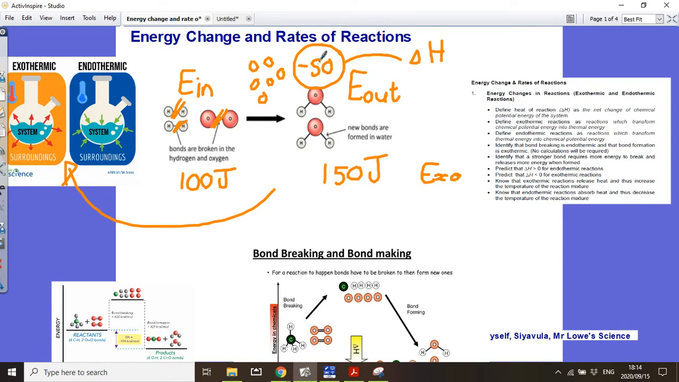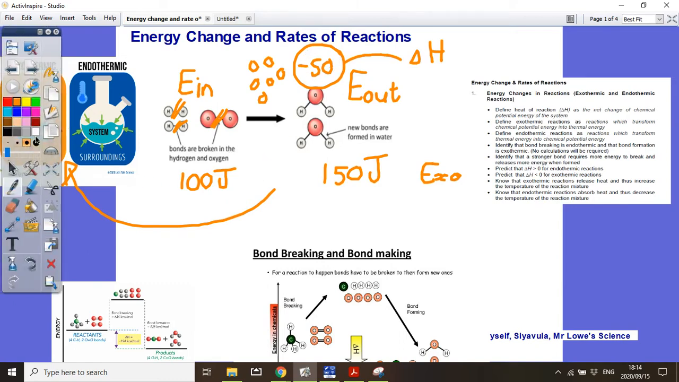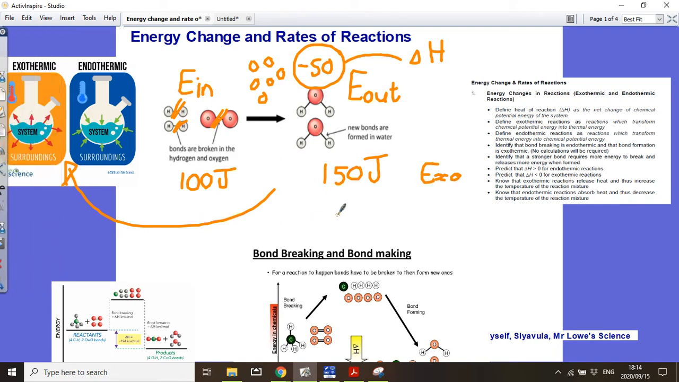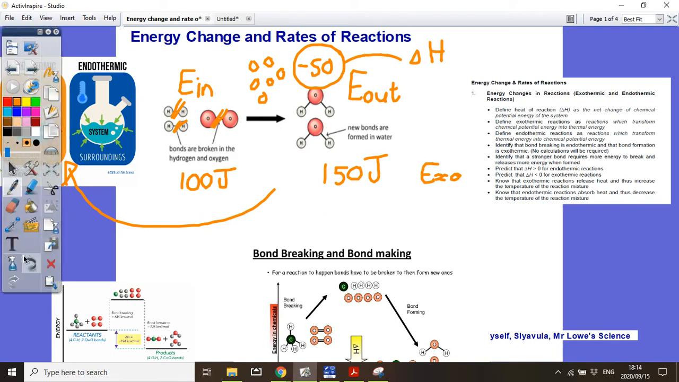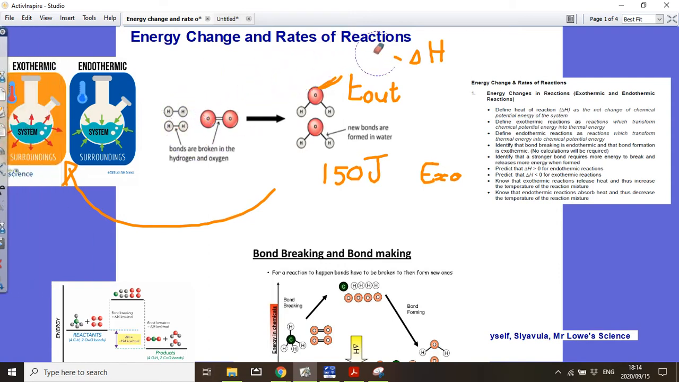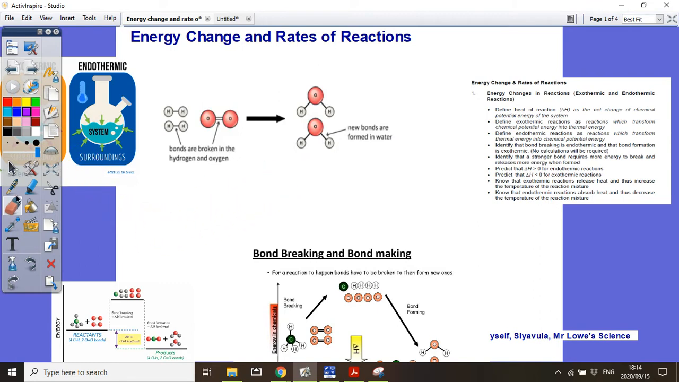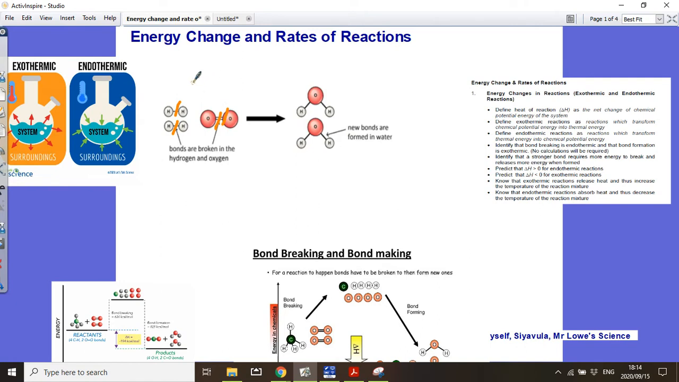And if it's negative, then we're always going to have an exothermic reaction, because if the chemicals lost energy, the environment gained that energy, and therefore when you touch it, it's going to be hot. I'm going to do the same thing again. This specific reaction will be an exothermic reaction. But just for the sake of the example, let's say somewhere in a different universe, this bond breaking here still will be energy in always, because bond breaking always will require energy.